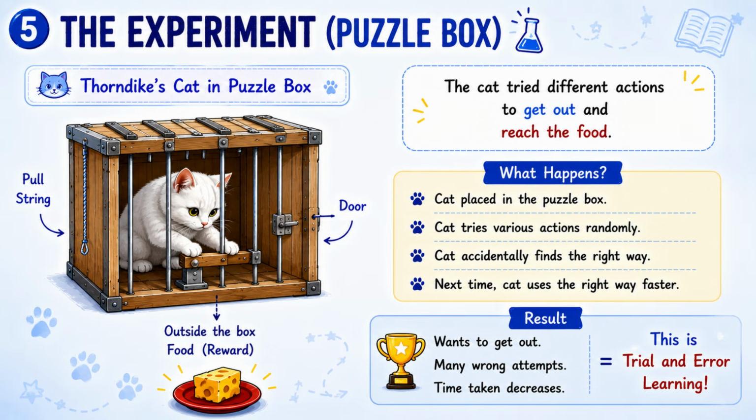Thorndike's famous puzzle box experiment. This experiment is the foundation of the trial and error theory of learning. Thorndike placed a hungry cat inside a wooden puzzle box. Outside the box, he kept a piece of food as a reward. Naturally, the cat wanted to come out and reach the food.